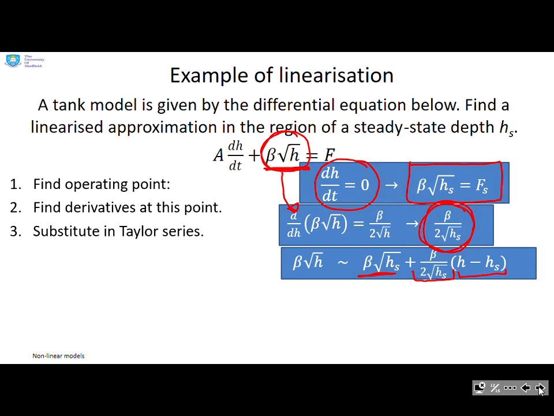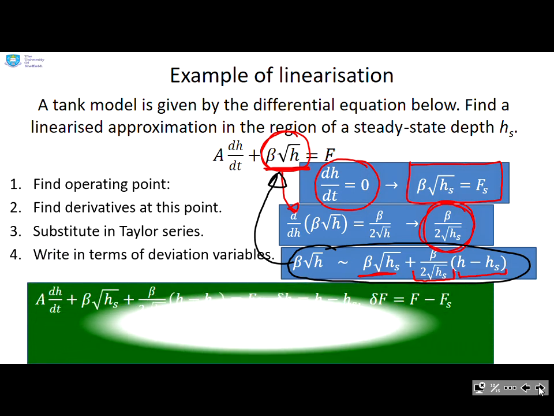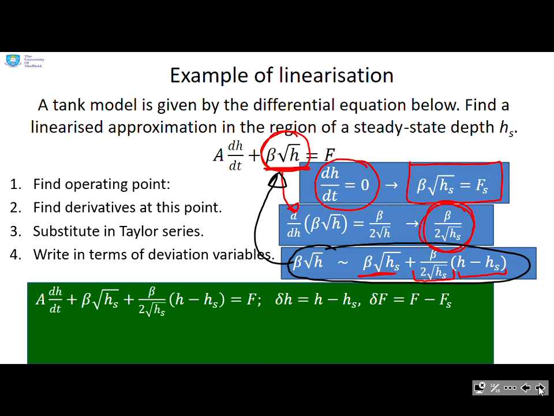And now what I'm going to do is take this expansion and plug it back into that differential equation. So you'll see what we've got here is where we had that beta root h term, I've plugged in my first order Taylor series expansion. All we've done is replace that nonlinear term by its first order Taylor series expansion. And then I'm going to rewrite things in terms of deviation variables.